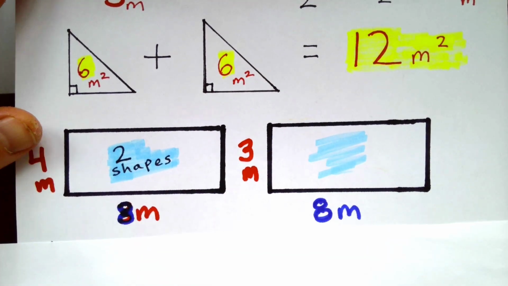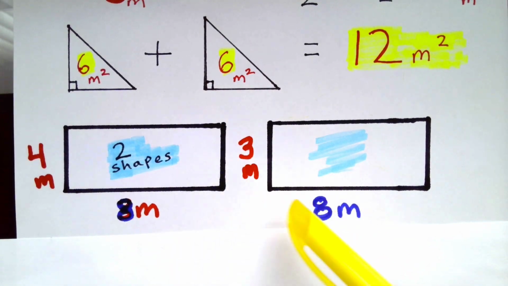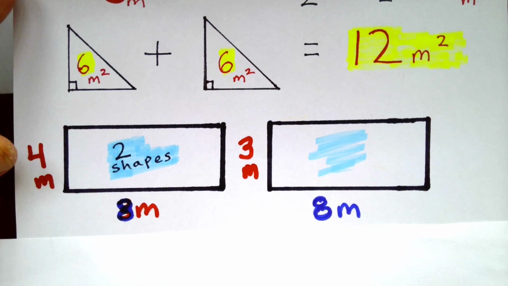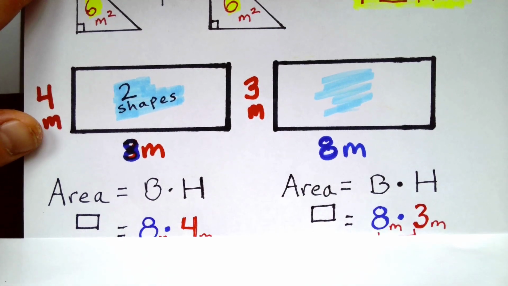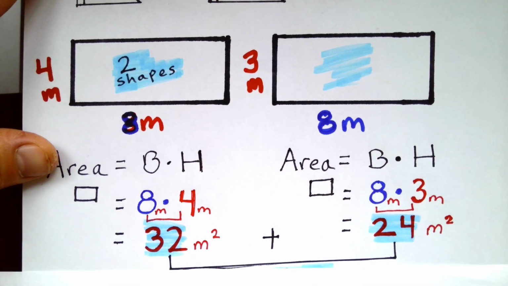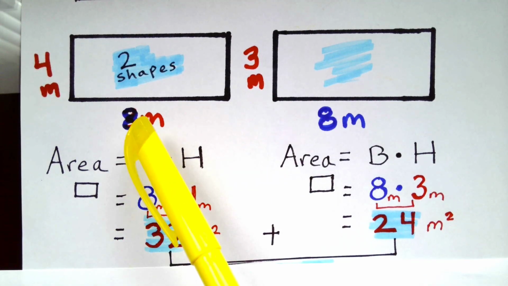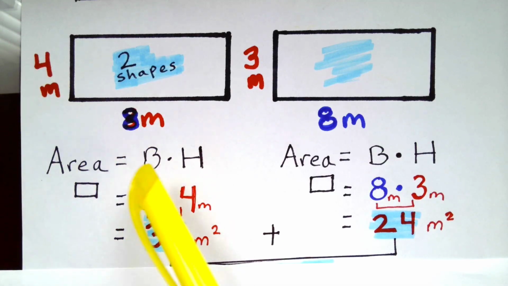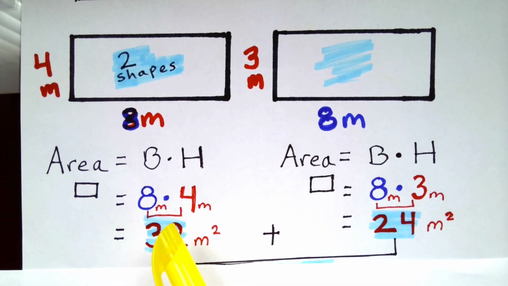Okay, so here are those two other shapes. We have, again, the two rectangles, a 4 by 8 and a 3 by 8. I'm going to find the area and organize my values. Area equals base times height. So 8 is my base, 4 is my height. I'll substitute 8 for my base and 4 for my height. 8 times 4 is 32. Meters times meters is meters squared. Again, I'll go over that later in this video.